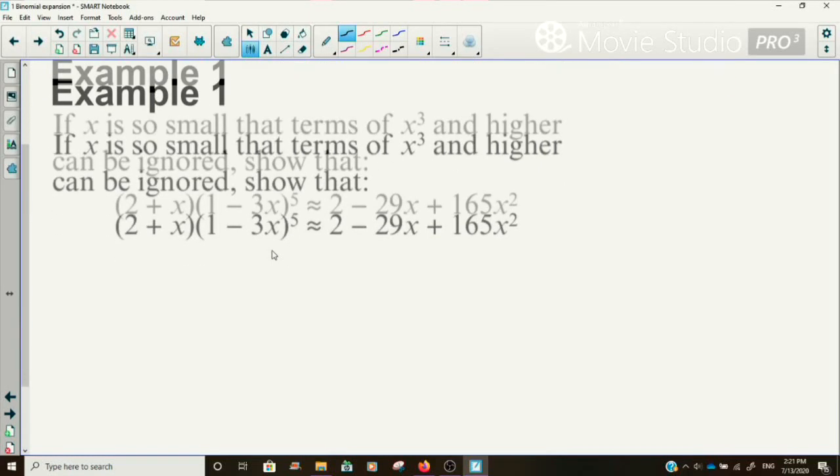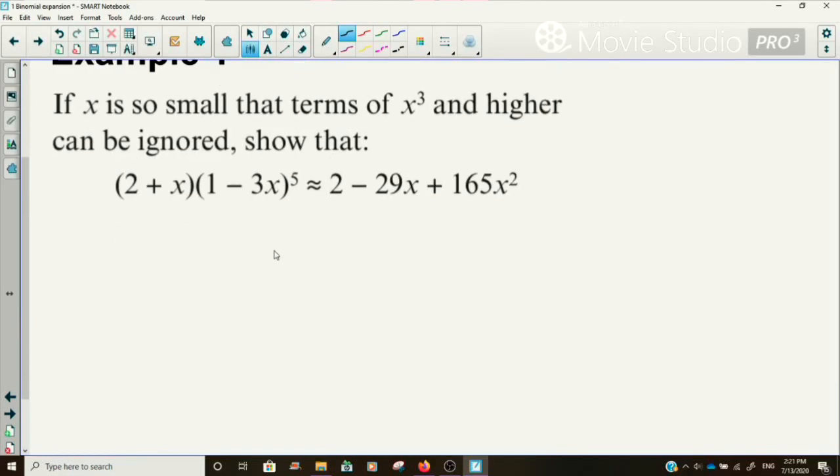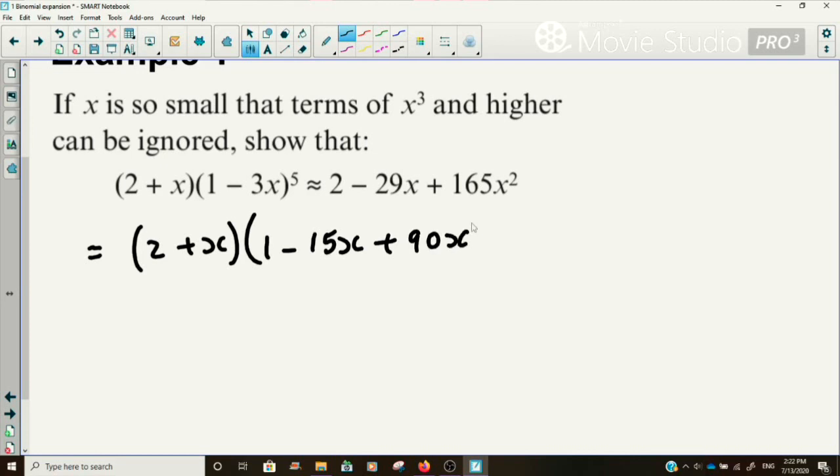Okay, so let's just go through it. 2 plus x. Now, when you've done the expansion of 1 minus 3x to the power 5, you could use that second formula. I think once you get used to it, it's actually a little bit quicker than the other one, but only when there is 1 as one of the terms. That's the only stipulation they have. So you should get 1 minus 15x plus 90x squared plus some other terms that we can ignore.